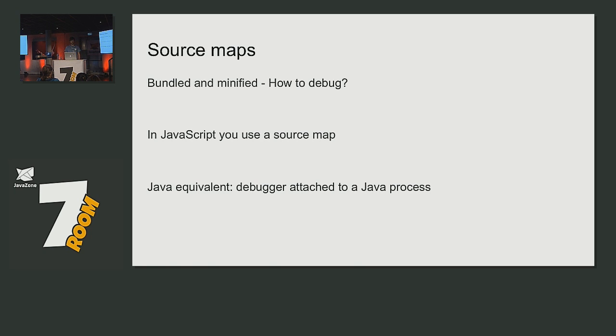And so, when you have run your JavaScript code through all these tools, you end up with something that didn't look like your code. How do you debug it? Well, in JavaScript, you would use a source map. It enables you to see your original code while you debug your application. Kind of like when you're running a debugger in Java against a Java process.